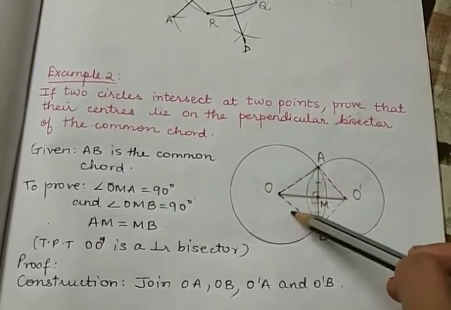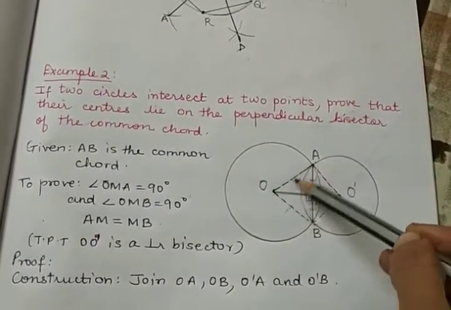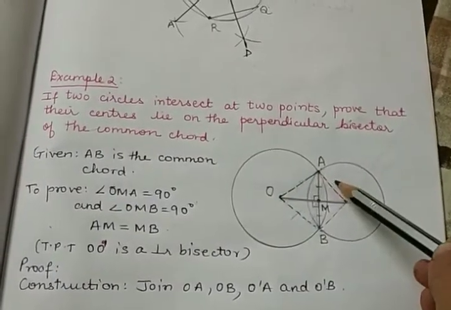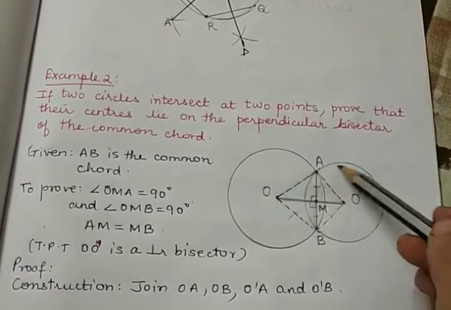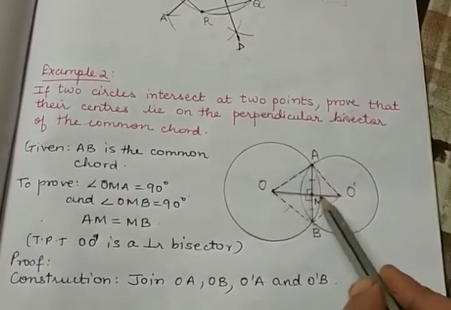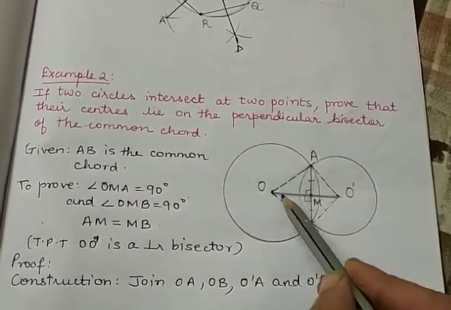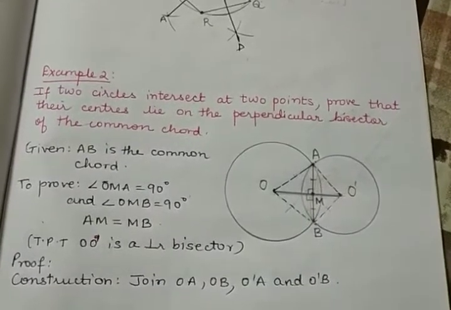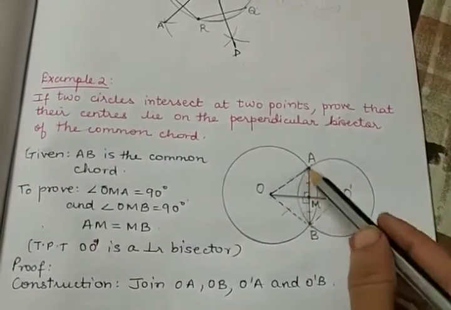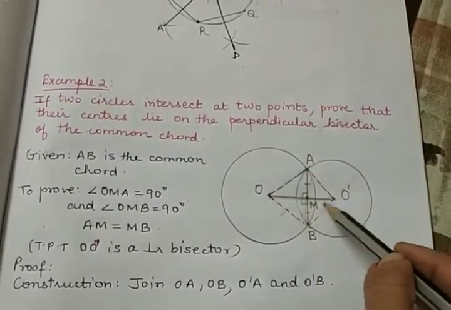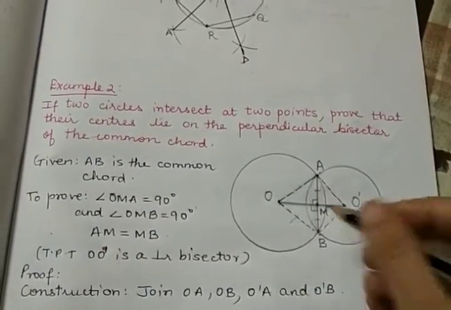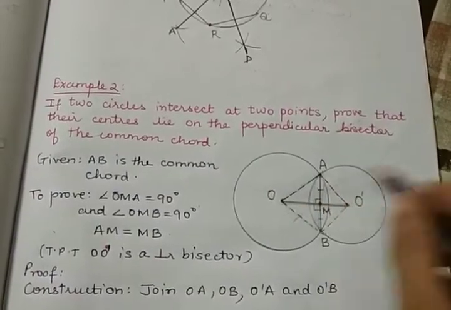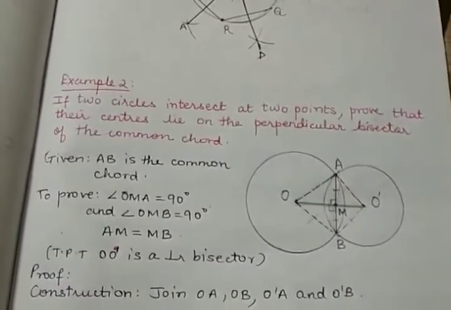This side will be equal to this side because it is the radii of this circle. This side also will be equal to this side. It is the radii of the second circle. And this side will be equal to this side because it is a common side. So I get three conditions here. So I can prove these two triangles are congruent, and then using that I can prove that these two triangles are congruent and get what is required. So let us proceed.